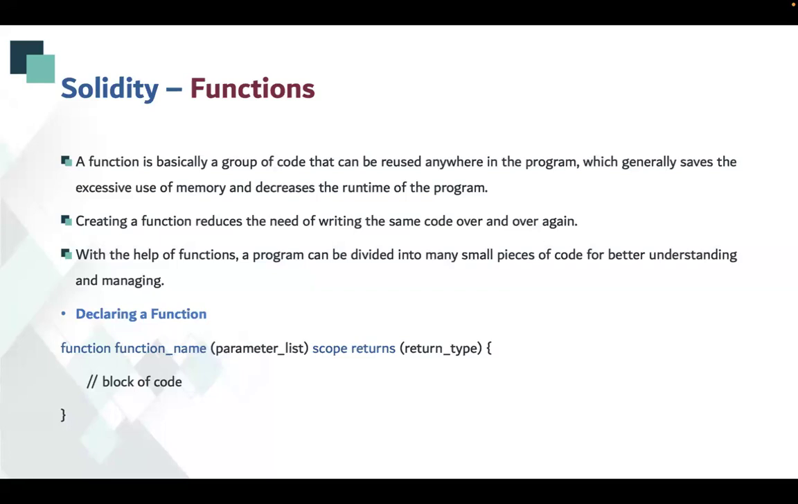To declare a function in Solidity, you use the function keyword followed by a unique name. This name should be descriptive of the function's purpose and not conflict with reserved keywords. After that, we have a parameter list, and then we have a scope, returns, and return type. And we will explain all of these, inshallah.